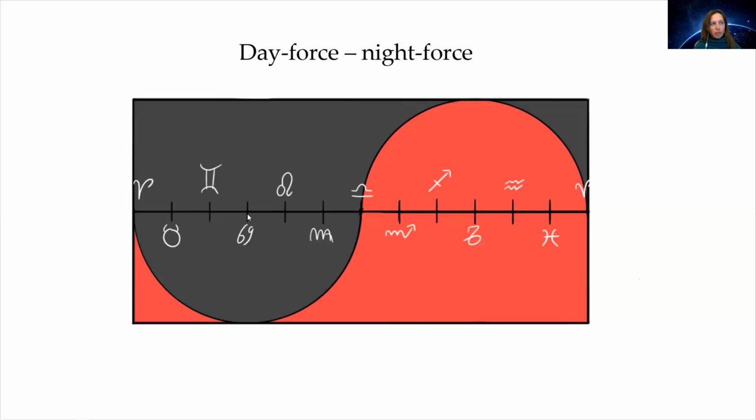So after Cancer, we start having this decrease of the day force, and from the beginning of Libra on, we have an increase of the night force, culminating here at Capricorn, the 21st of December. It's going to be soon, which is the time when the nights are longest and the days are shortest. And again, reaching that point in Aries where we have this balance again.